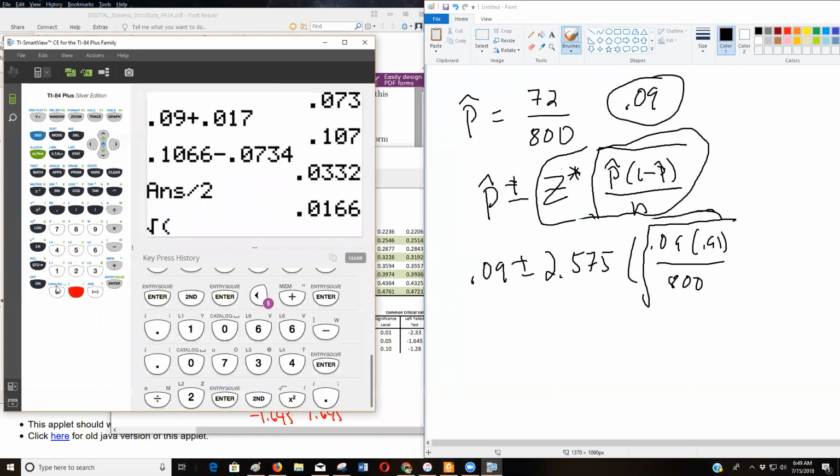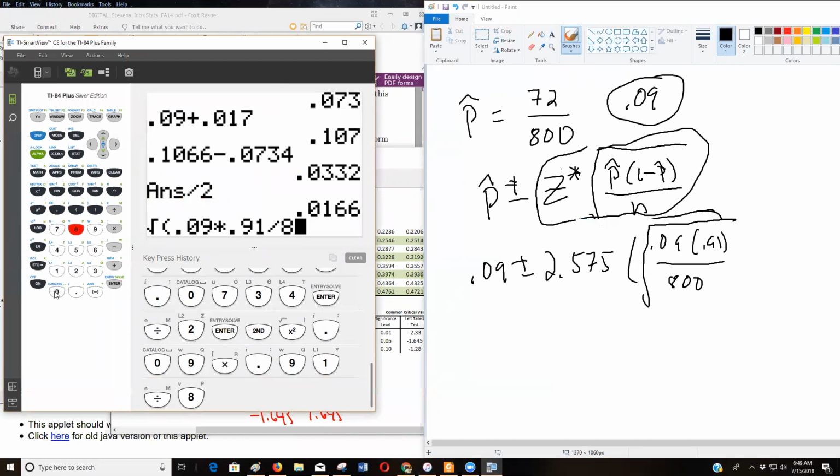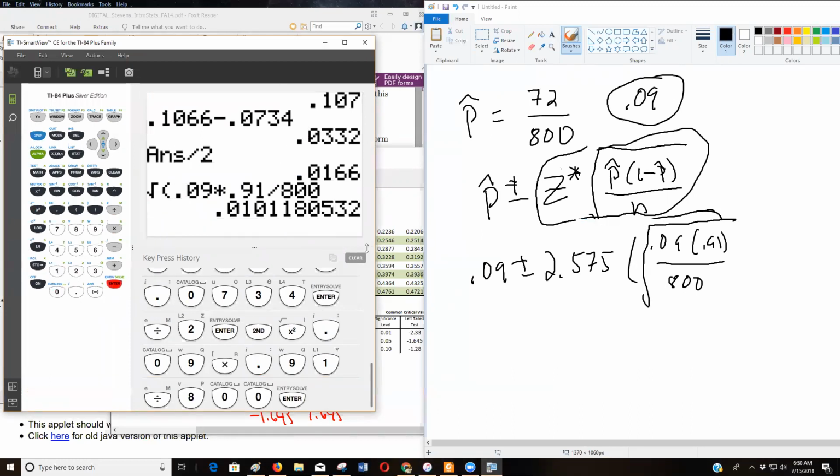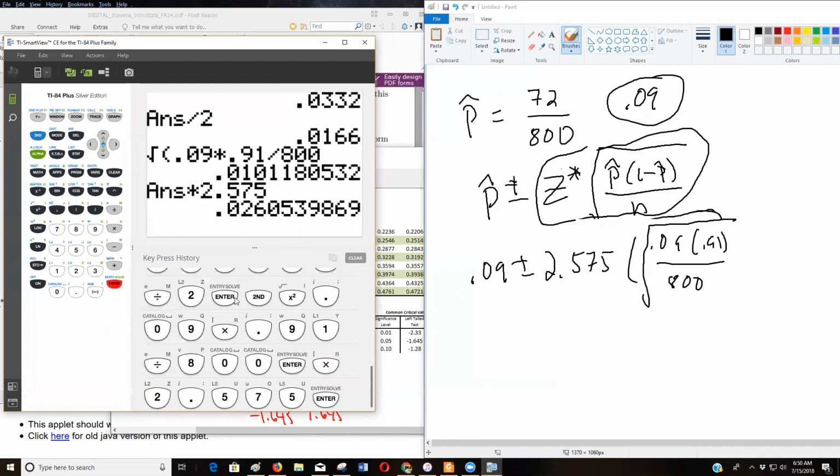Square root of 0.09 times 0.91 divided by 800. Okay, so that's the standard deviation. I'm going to times that by 2.575. So that's my margin of error.